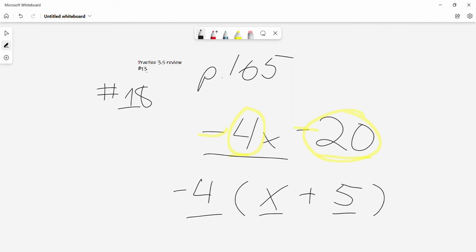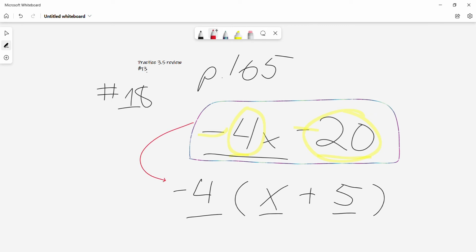So this is our answer. We have to completely factor out this expression. To completely factor out this expression, we get to this: -4 times the quantity x plus 5. So that is a fully factored out expression. And this will work also with any number of terms as long as all the terms are negative. So hopefully that helps you guys with that problem.